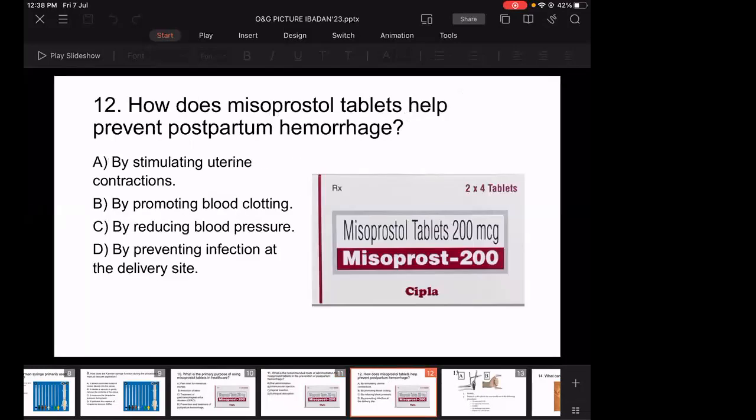So question 12, how does misoprostol tablet help prevent postpartum hemorrhage? A, by stimulating uterine contractions. B, by promoting blood clotting. C, by reducing blood pressure. D, by preventing infection at the delivery site. A. So how does it prevent PPH? By stimulating uterine contraction. Yes. So that way you tackle uterine atony, which is a major cause of PPH.